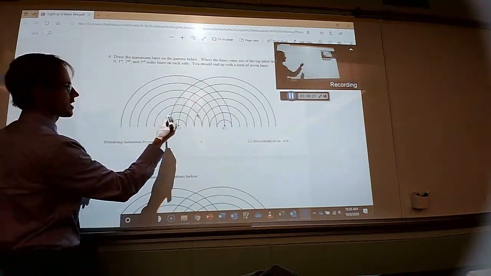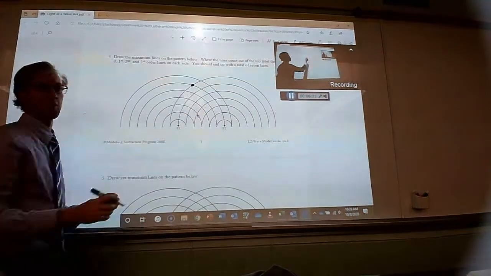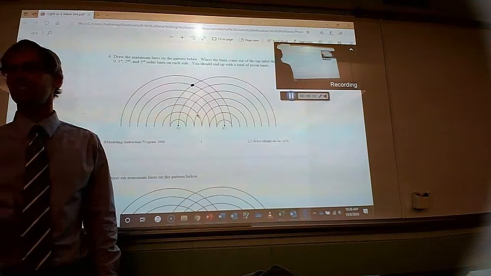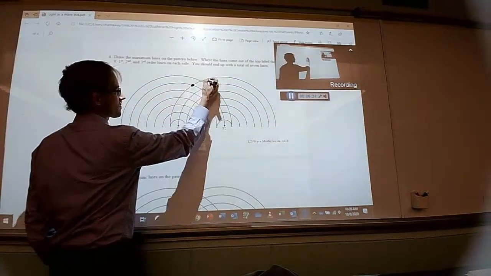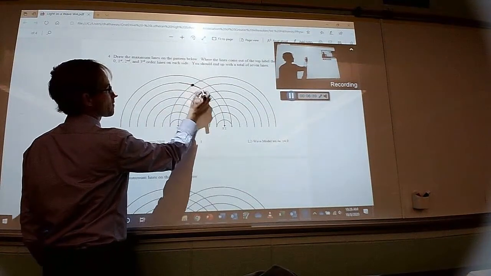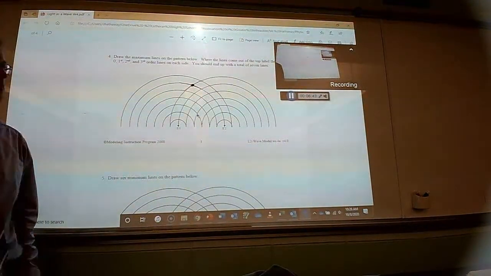What if I put a dot right here? Constructive or destructive? Constructive, absolutely. Because we've got a wave crest right there, and we've got another wave crest right there. So two crests means constructive interference.